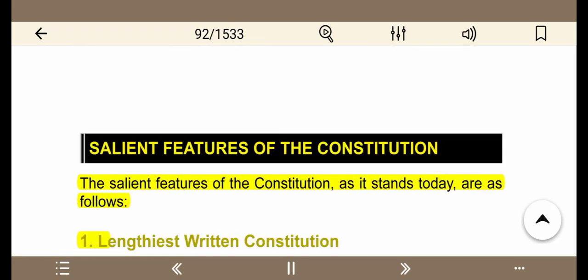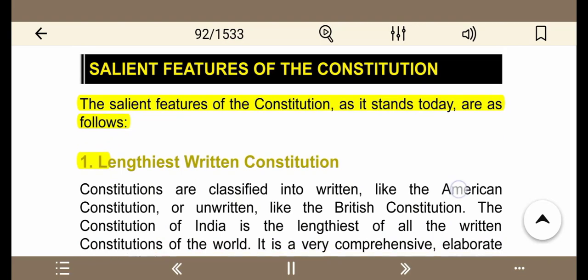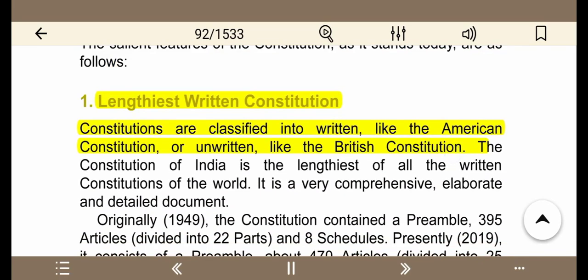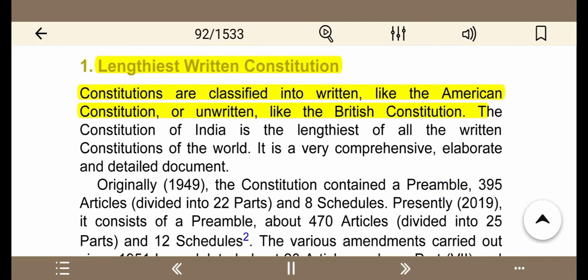Salient features of the Constitution. The salient features of the Constitution, as it stands today, are as follows. 1. Lengthiest written Constitution. Constitutions are classified into written, like the American Constitution, or unwritten, like the British Constitution. The Constitution of India is the lengthiest of all the written constitutions of the world. It is a very comprehensive, elaborate and detailed document.